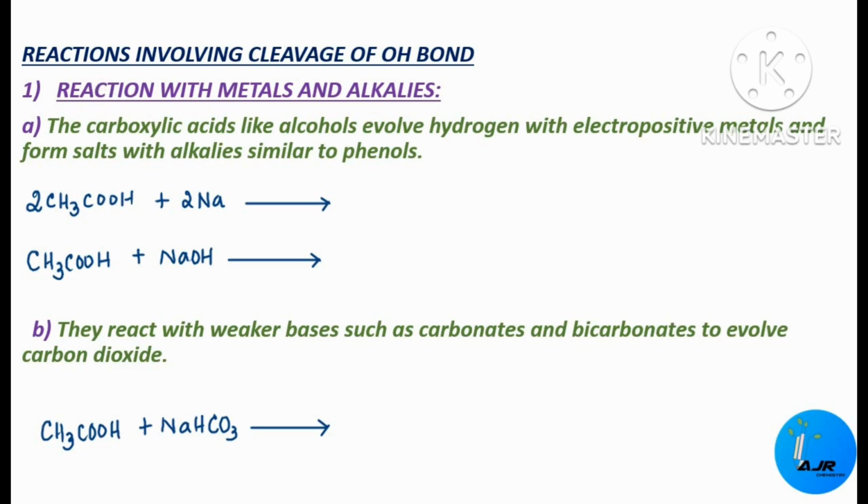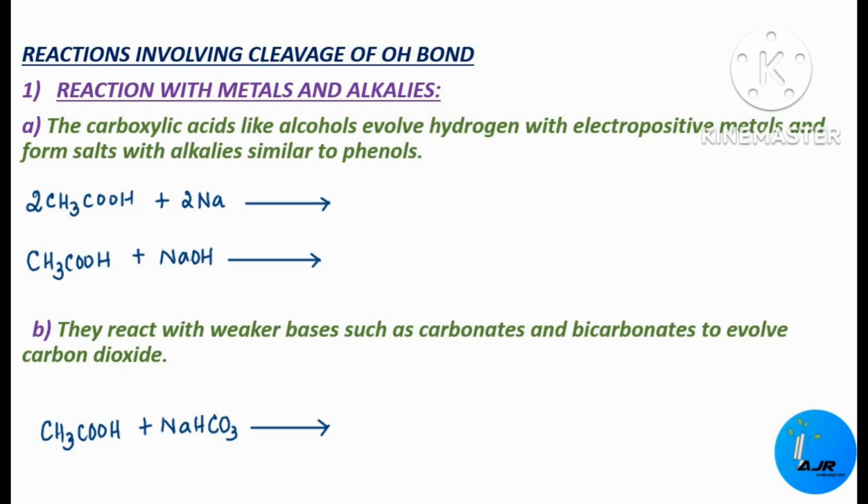The first one is reactions involving the cleavage of OH bond. The first one is the reactions with metals and alkalis. So let us see what is happening here. The carboxylic acid, just like that of phenols, will be reacting with metals and the salts of the alkalis to evolve hydrogen. It will be releasing hydrogen. So this is what the reaction goes on.